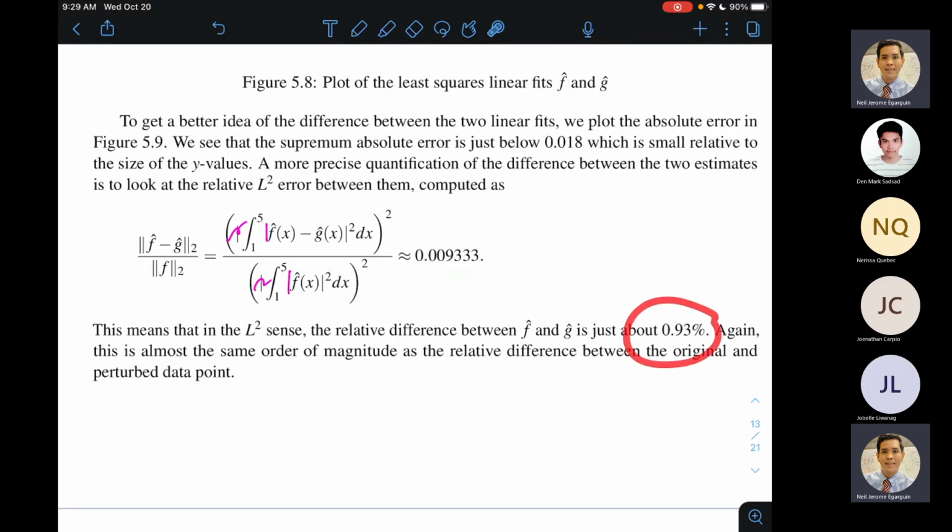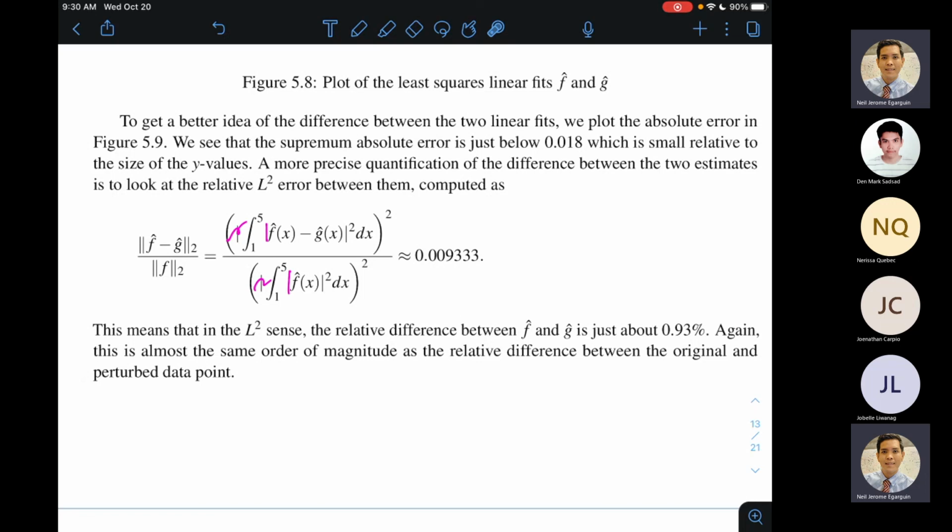So there's only a 0.93% difference between the two models, even if the data we use to generate them has difference 3.27%. So yung 3.27% na difference between the data set ay nakapag-produce lamang ng 0.93% na change dun sa dalawang models. Ibig sabihin, hindi ganun kalaki yung epekto ng small perturbations in the data in the models that we will get. And hence, we can say that this is an indication na stable yung curve fitting, yung linear curve fitting with respect to perturbations in the data.